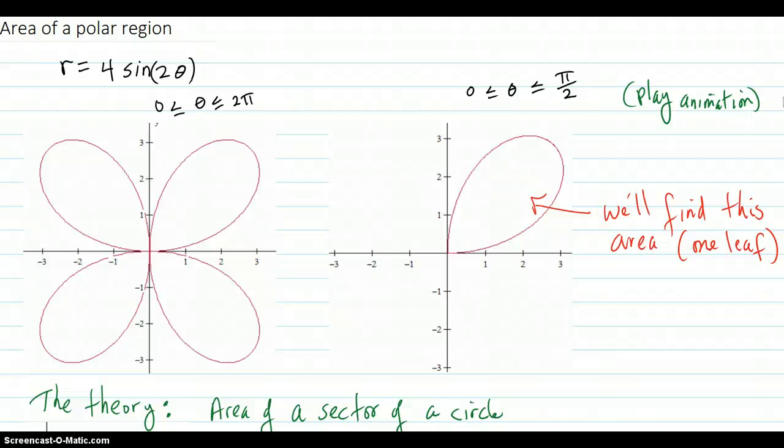Area of a polar region. We're going to go through the theory of it, and then we're going to do this example. Well, first we're going to motivate the theory with this example: r equals 4 sine 2 theta. And that graphs from 0 to 2 pi, and you get the whole figure with all 4 leaves. Okay, now let's see how that's created.